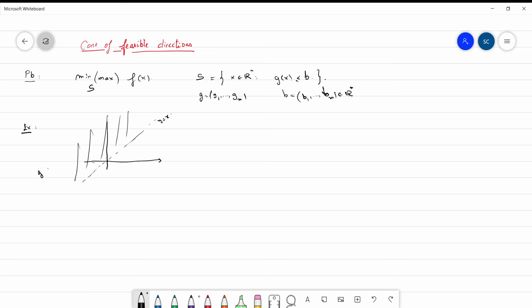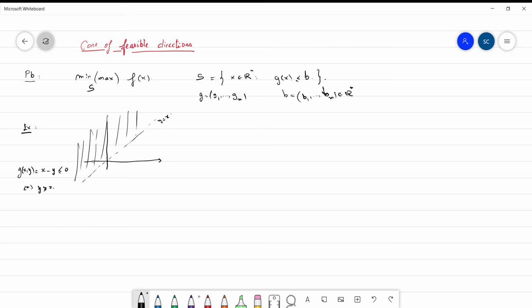Let's say the function g, of xy, g of xy equals x minus y. So we want it to be negative, the same size. That is equivalent to saying that y is greater than x. So this is my set. Okay, this is the set described by g less than 0.